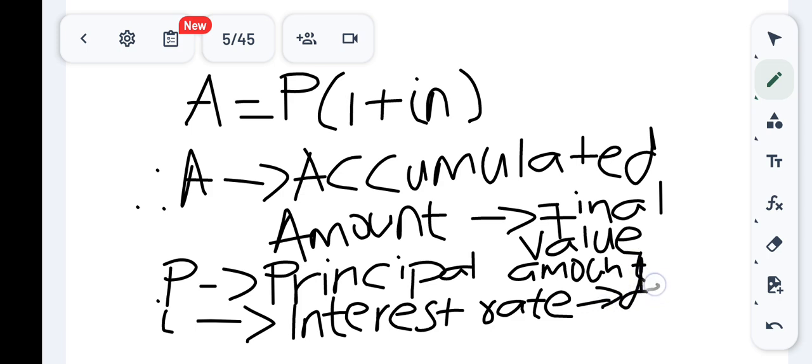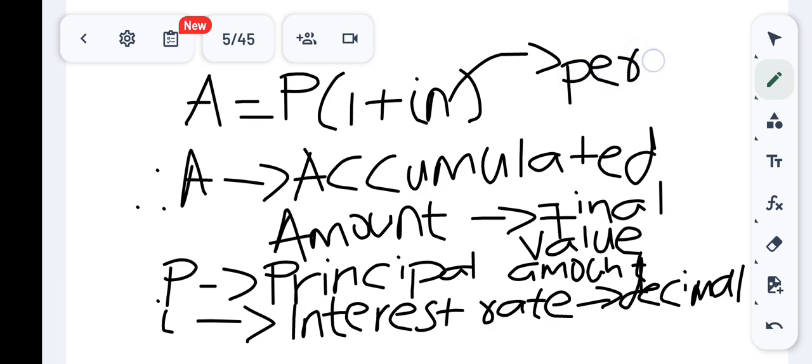They usually give us the interest rate as a percentage. Then we need to convert that into a decimal by just dividing by 100. So that is the interest rate as a decimal. Then we have n, and in this case it is the period. Usually people say this is the number of years. No, it's not the number of years, it's the period.